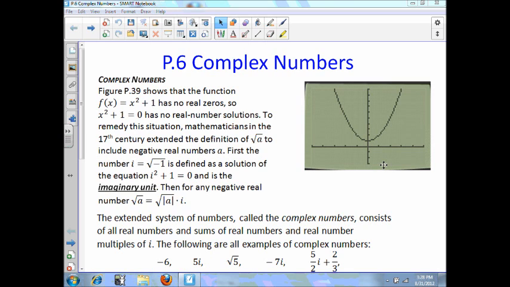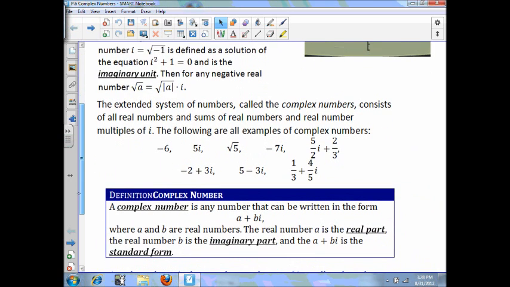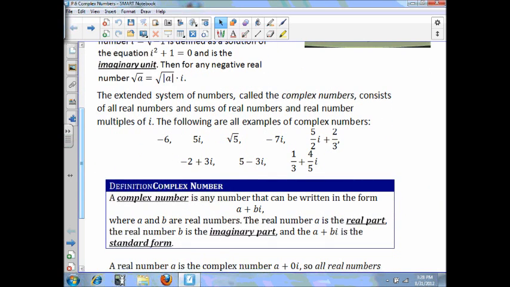Then for any negative real number a, the square root of negative a is going to equal the square root of a times i. The extended system of numbers called complex numbers consists of all real numbers and sums of real numbers and real number multiples of i. The following are all examples of complex numbers: negative 6, 5i, square root of 5, negative 7i, 5/2 i plus 2/3, negative 2 plus 3i, 5 minus 3i, 1/3 plus 4/5 i.